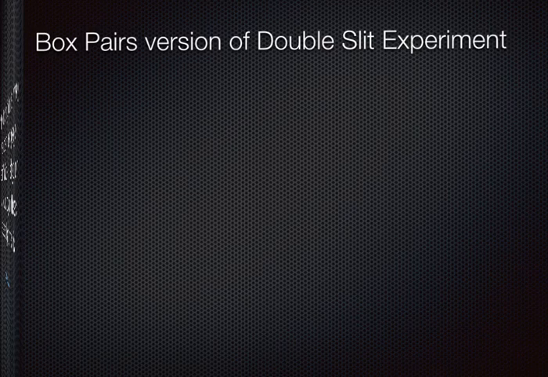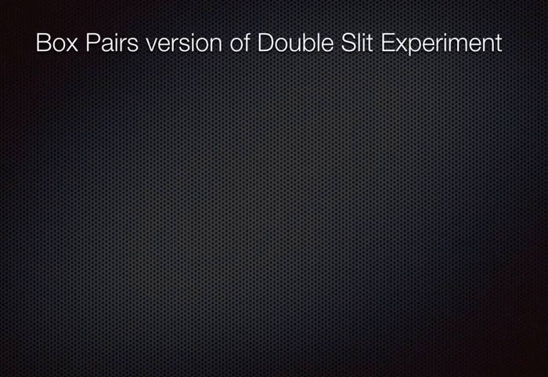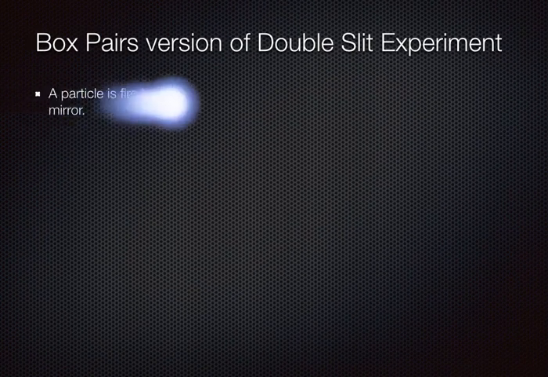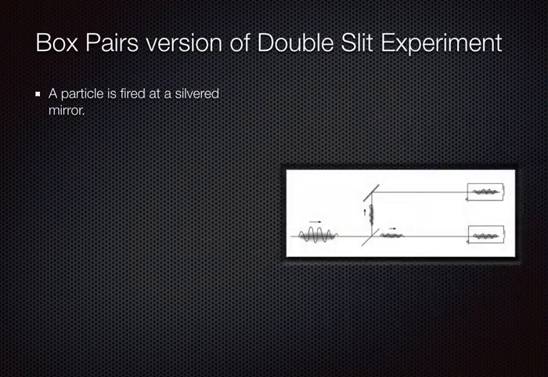So the first thing we're going to go over is another version of it. It's called the box pairs version. This time, instead of going through slits, we're going to fire a particle at a silvered mirror, where half the light goes through, half reflects. Of course, as soon as we fire a particle, it turns into a wave. Half the wave will go through, and half the wave will bounce off. And this top one is a mirror.